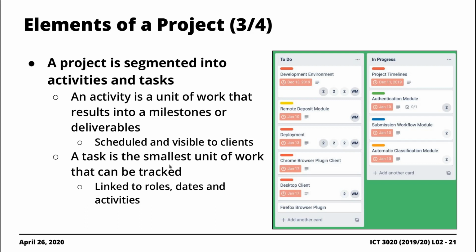So an activity is a unit of work that will result in a milestone. If you view these things that are falling under this to-do section and the in-progress section, all these are activities. What we're saying is that each of these distinct activities is expected to result in key milestones and/or deliverables, right?